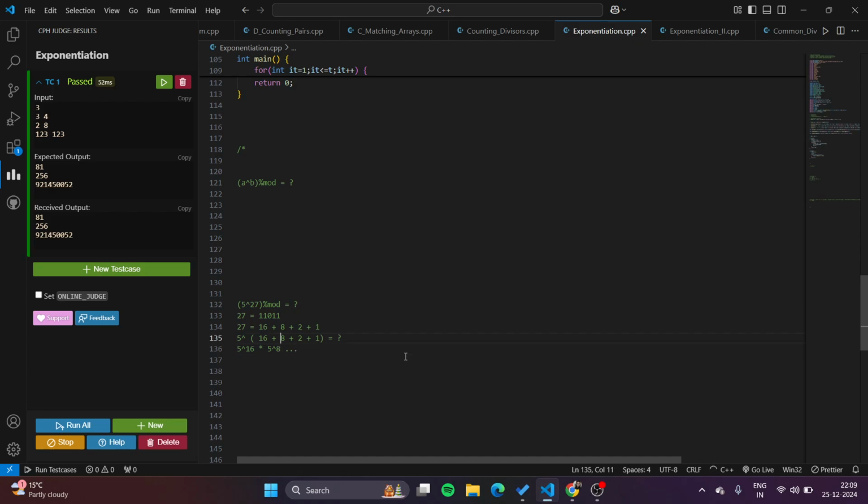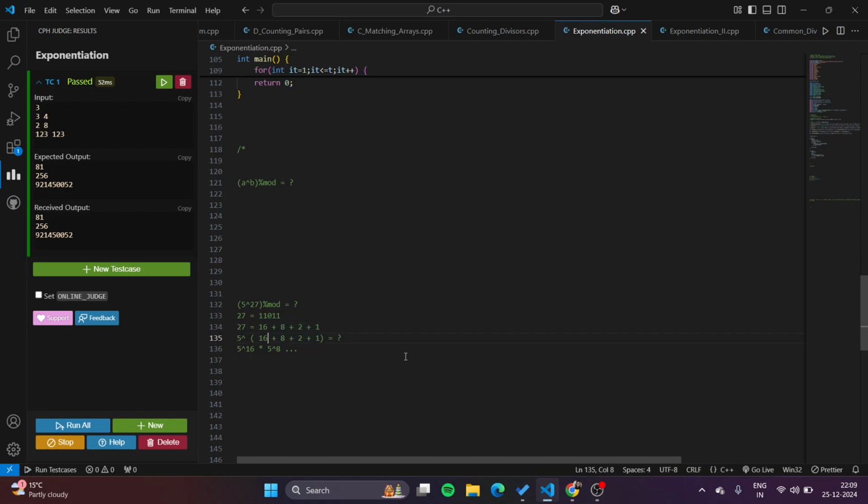So the thing is that you'll have to find 5 raised to power 16, and while finding 5 raised to power 16, you'll find 5 raised to power 8. Basically, you'll take the square of it. And to find 5 raised to power 8, you'll have to find 5 raised to power 4. And to do so, you'll have to find 5 raised to power 2, and so on. So basically, you'll get a memoization type of thing going on, right?